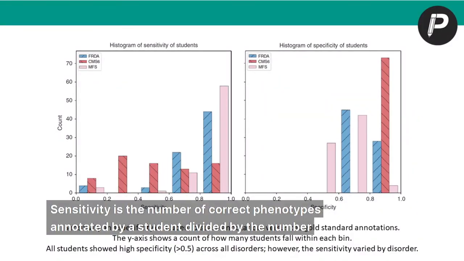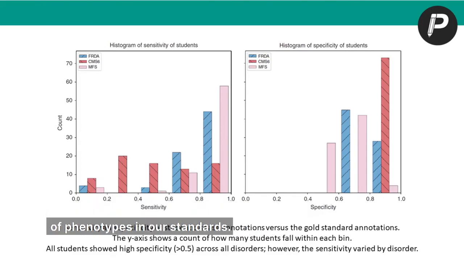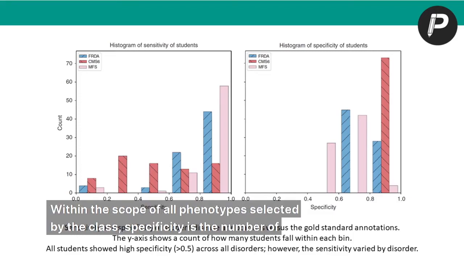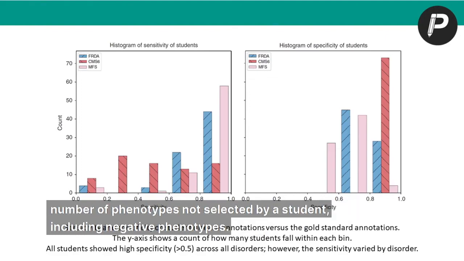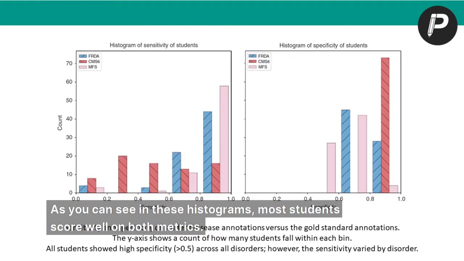Sensitivity is the number of correct phenotypes annotated by a student divided by the number of phenotypes in our standards. Within the scope of all phenotypes selected by the class, specificity is the number of correctly omitted phenotypes, including phenotypes correctly marked as negative, divided by the number of phenotypes not selected by a student, including negative phenotypes. As you can see in these histograms, most students score well on both metrics.